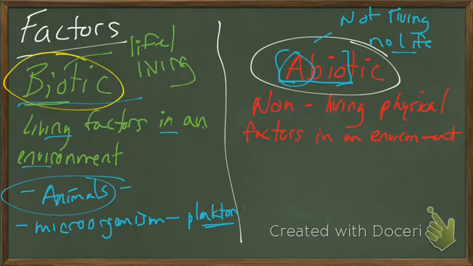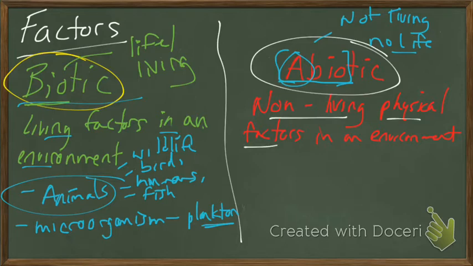Within animals, we can think of both humans, fish, birds, wildlife, etc., etc., etc. I should say etc., but either way. Abiotic, these are non-living physical factors, okay? There's no psychological abiotic factors in an environment. At least we haven't discussed those yet.